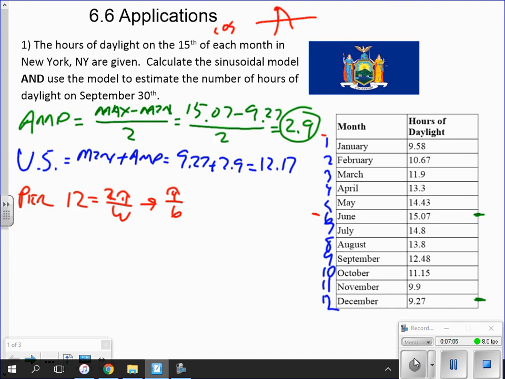So what do we need to do? We need to shift it over for the cosine. We need to shift it over 6. Okay, does that make sense? You have to go over halfway to get that.